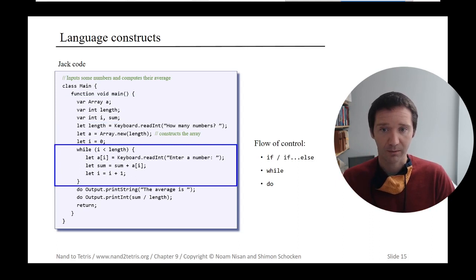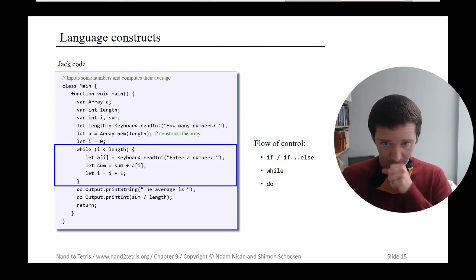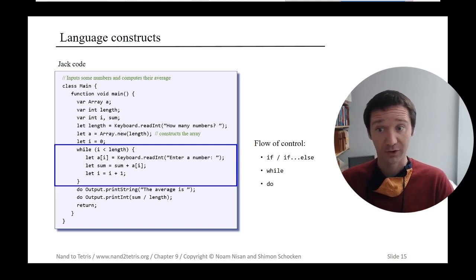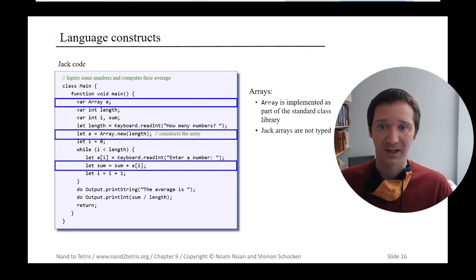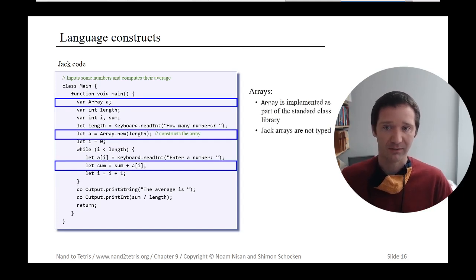We assign some variables, get some user input, but then we also have flow control. We have if-else, while loops. Do allows us to call a function. And then we can assign various things. This is using arrays. The array is implemented as a part of the standard class library. We'll develop that in Project 12. And these arrays themselves are not typed. In essence, they're a linked list.